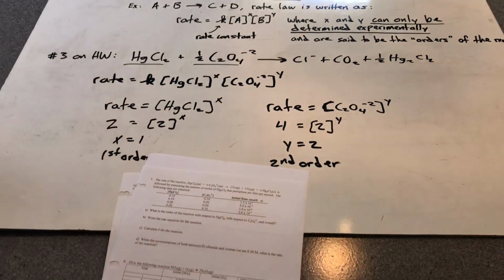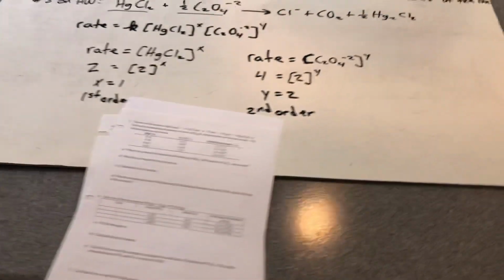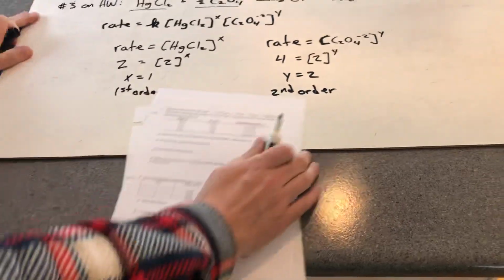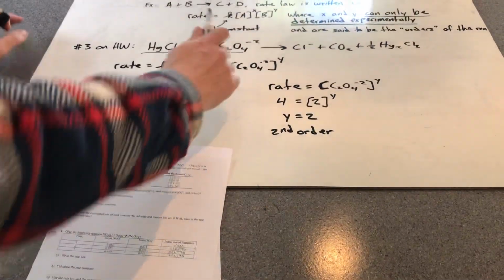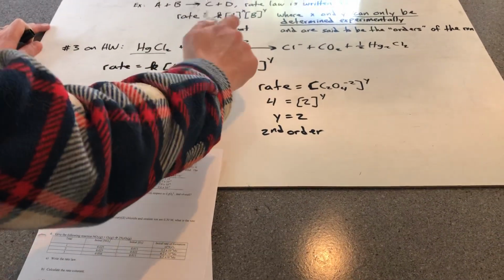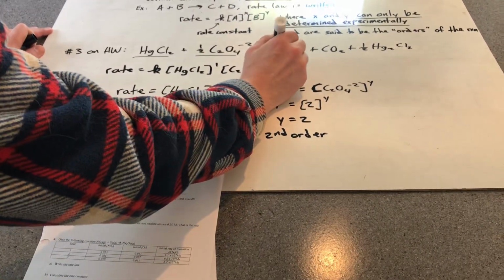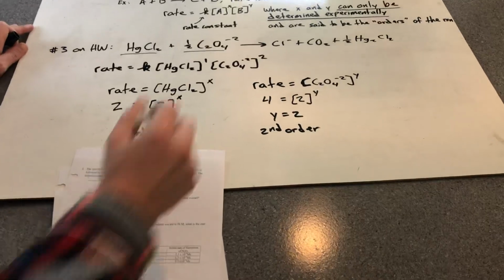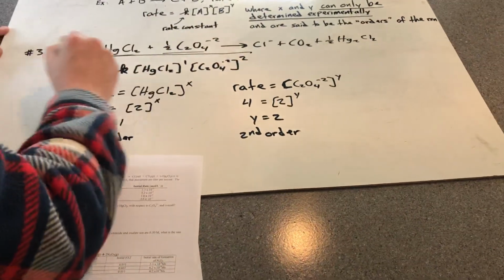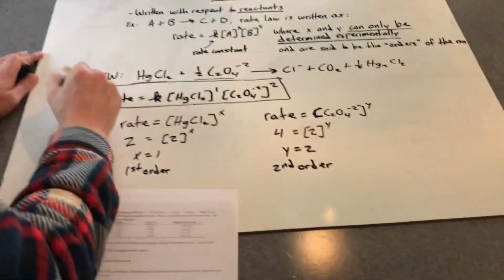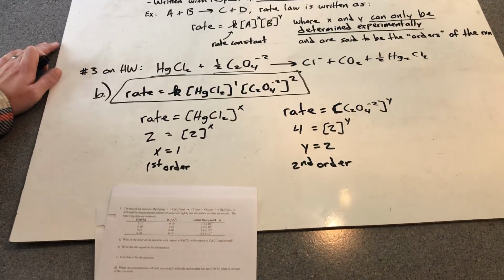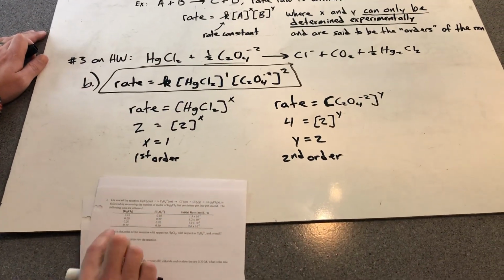So to do part B, when it says write the rate equation for the reaction, what we're going to do is just fill in our numbers right here. We're going to change x to 1, and we're going to change y to 2, and that is our answer to letter B. All right, we just circled this for letter B. For letter A, I forgot to clarify that.